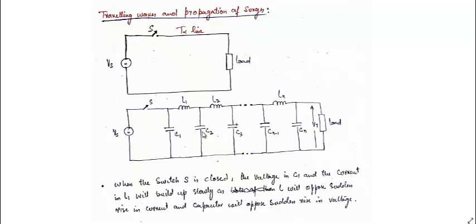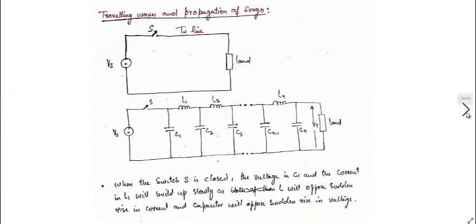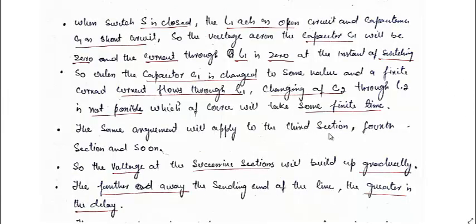Once this is charged to a certain value, then this inductor will also allow the current to flow gradually, and then this continues up to all the sections. So unless the capacitor C1 is charged to some value and a finite current flows through this L1, charging of C2 through L1 is not possible, which of course takes some finite time. The same argument will apply to the third section, fourth section, and so on.